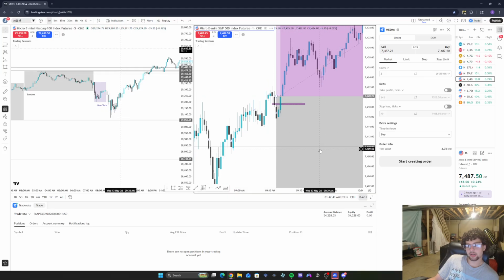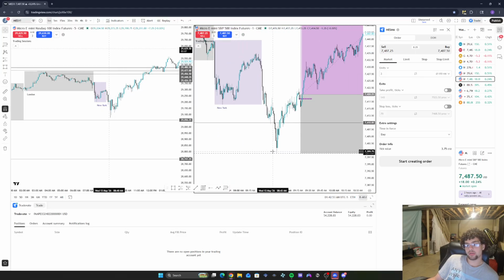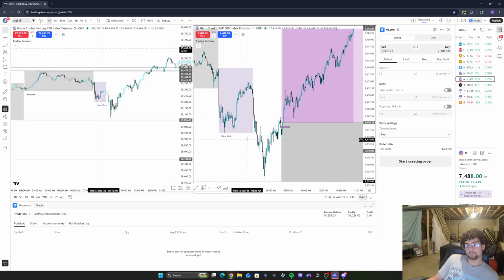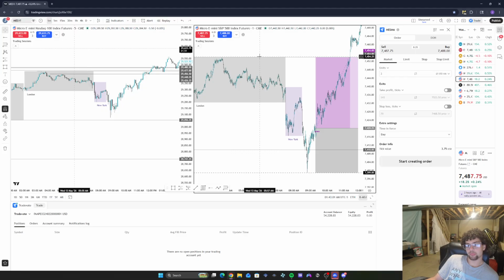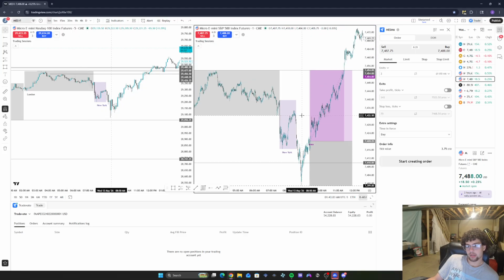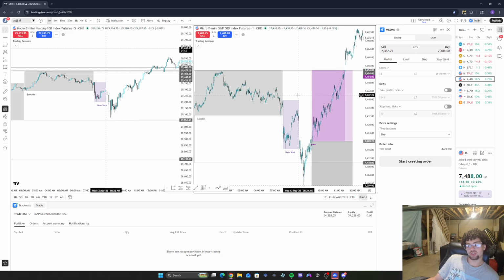I enter right here. We put it below this low. I'm not gonna put it below this low because that's stupid. And we put it to the next draw on liquidity. What was the next draw on liquidity? Right here, the Asian session high. Okay, and as you can see, ran pretty smooth. 2 TP.